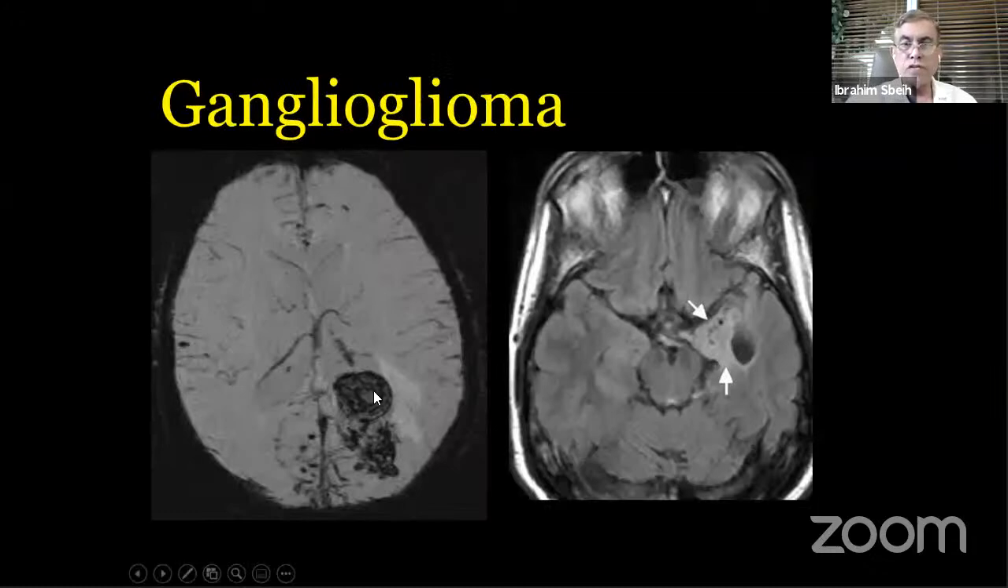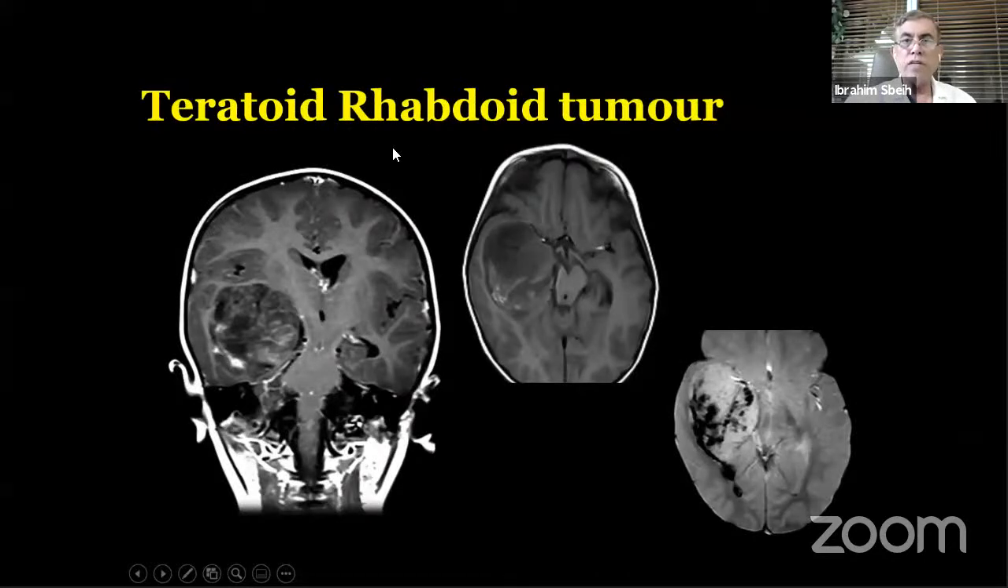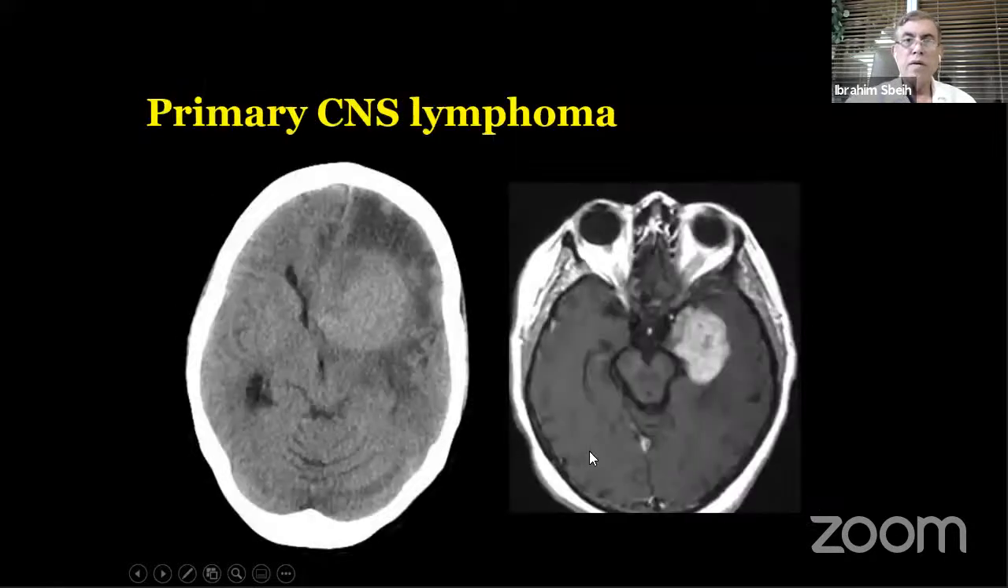Ganglioglioma, true case, presenting as hemorrhage. DNET, presenting as hemorrhage. Atypical teratoid rhabdoid tumor, common in children, and they can present with hemorrhage. CNS lymphoma, primary CNS lymphoma, or secondary CNS lymphoma for that matter, they can present with bleed.